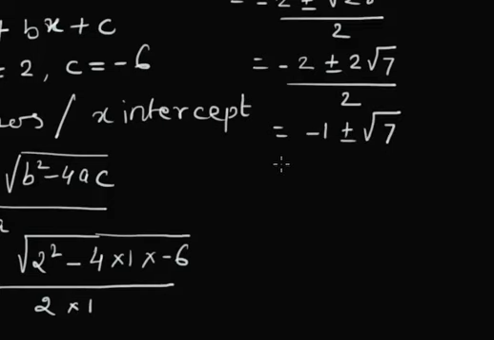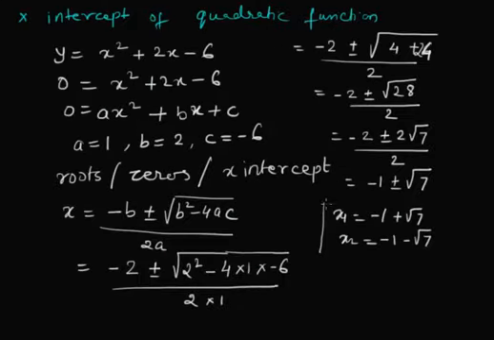We have two values here. The first value is minus 1 plus root 7. The second value is minus 1 minus root 7. These are the two zeros corresponding to the given quadratic function, which are obtained always by substituting y as 0.